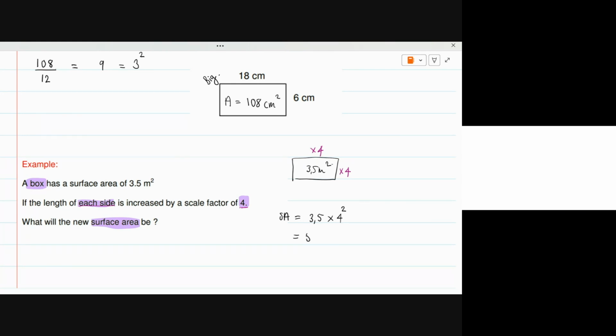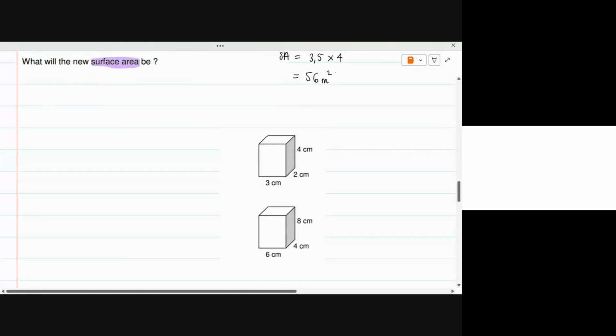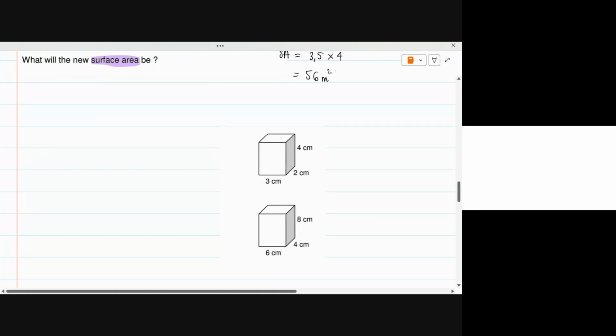56 meters squared. All right. Are we all okay with this idea? Anybody a bit stuck and need me to re-explain something? We all good? Okay. Lovely. Let's look at these two rectangular prisms.